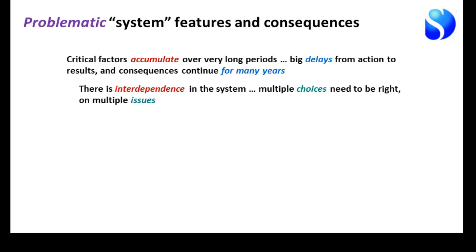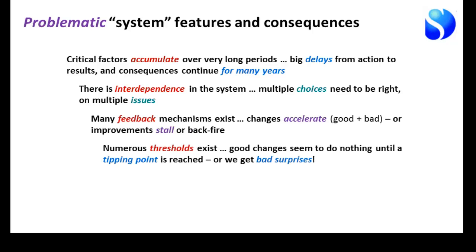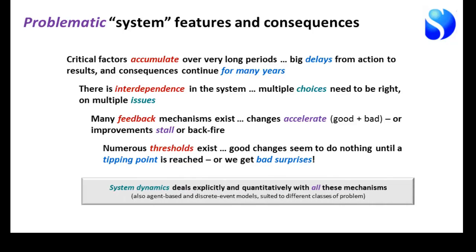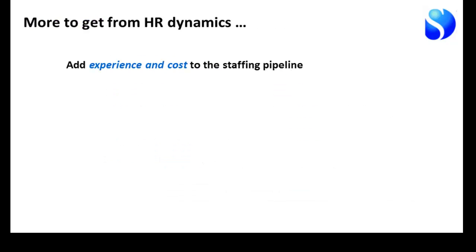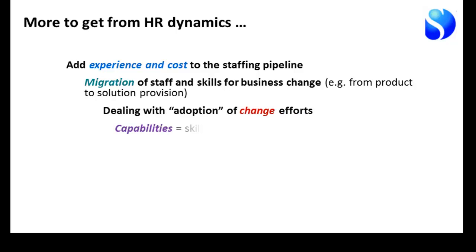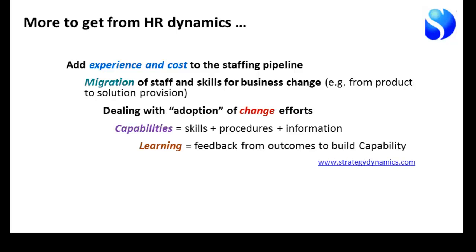This is why this is difficult. Critical factors accumulate. There's much interdependence and feedback in the system, and there are thresholds that we have to deal with as well. This method deals with that explicitly, and here are some of the other things you can get out of applying this method to extend it. Add experience and cost to the pipeline. We can deal with migration of staff from one part of business to another. And one of my students very cleverly applied the same method to the idea of adopting change in an organization, and we can handle capabilities and learning.